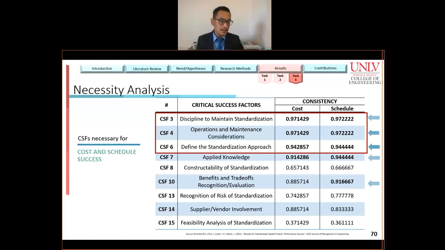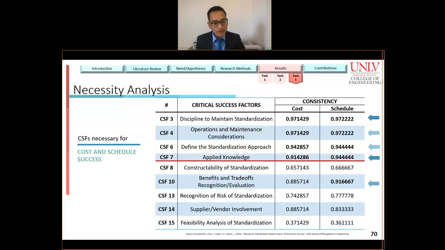So let's talk about these CSFs, 3, 4, and 6. We remember from the status of accomplishment analysis that these CSFs were all highly accomplished, more or less, but there was still room for improvement on the accomplishment status of these CSFs in actual projects. Applied knowledge, CSF 7, we remember, has a very low level of accomplishment in the industry, and the practitioners need to pay attention to accomplishing this CSF because it is a necessary condition for cost and schedule success. Applied knowledge is very important for future projects.